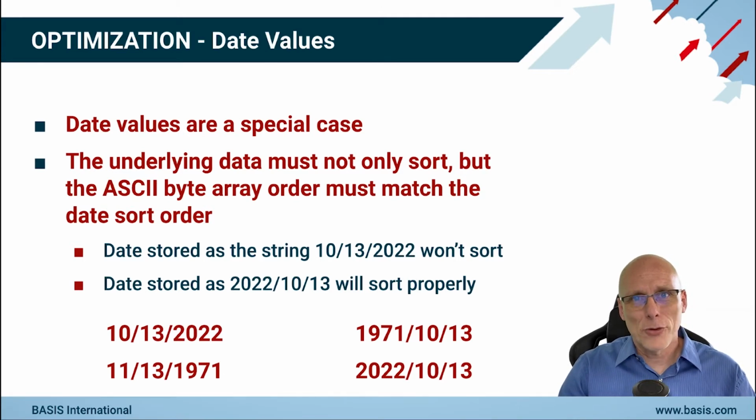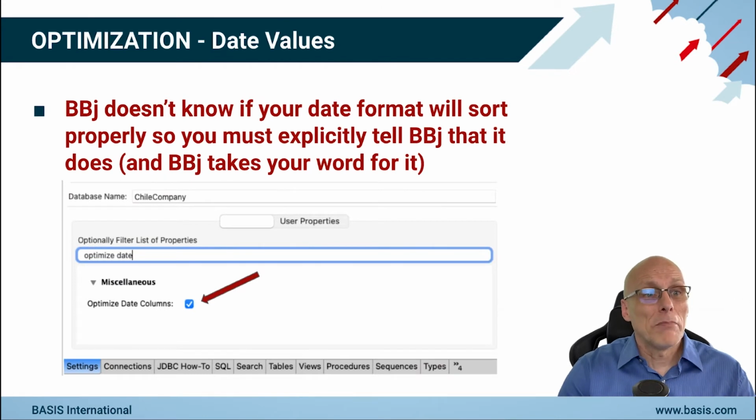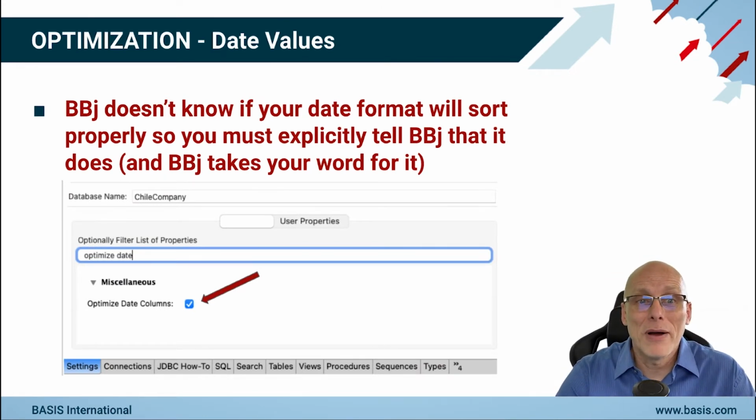1971 should not be sorting after 2022, but because the month is at the beginning, it messed up that sort order. Whereas if you change the order of the year, month, day in the date value, it will sort properly if you have the year first and then month and then day. So BBJ doesn't know if your date format will sort properly. So you must explicitly tell BBJ that it does. And BBJ takes your word for it.